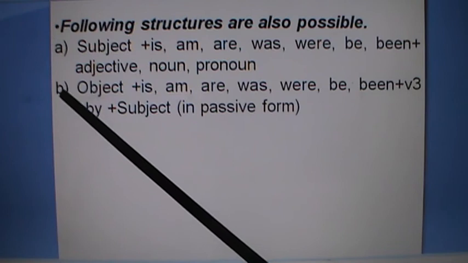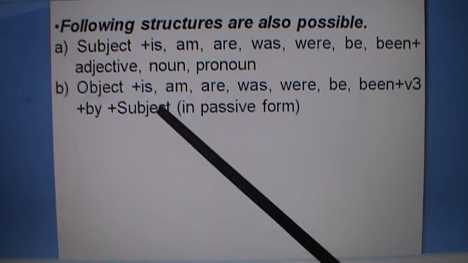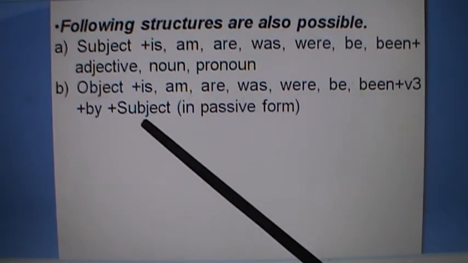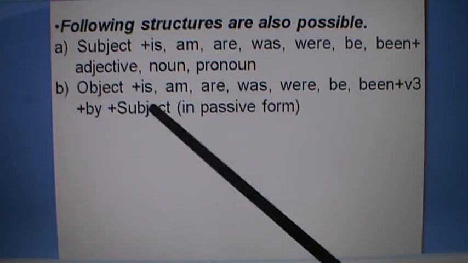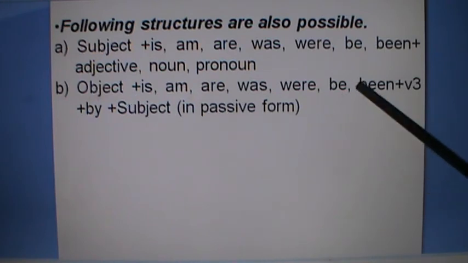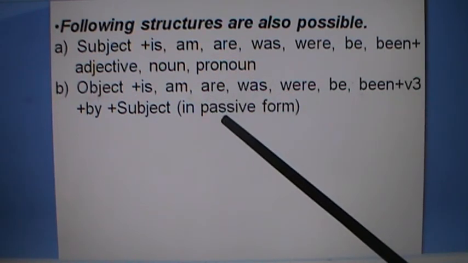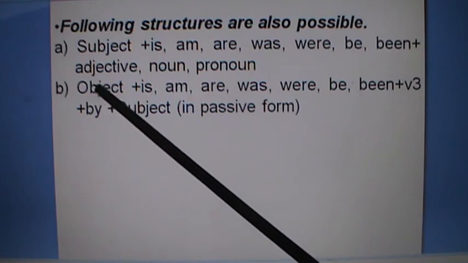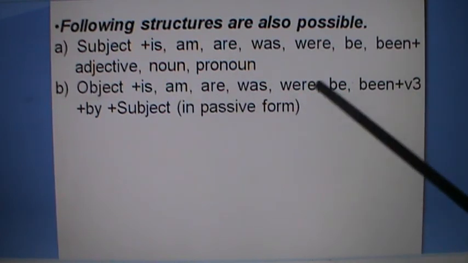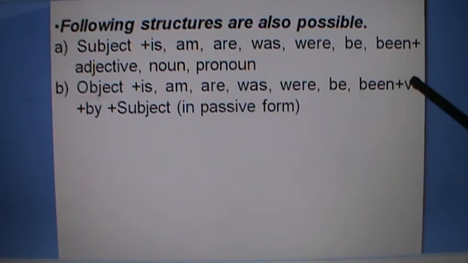Similarly, B number: object plus is, am, are, was, were, be, been plus verb 3 plus by plus subject. If there is an object in the beginning, and after it is, am, are, was, were, be, been, then after them we can use verb 3, but this type of sentence is passive only. If the receiver is in the beginning, then we can use verb 3 here. After such an auxiliary verb, be careful: if there is a subject there will be verb 4, but if there is an object then we can use verb 3. We'll discuss more in detail in the next episode also.